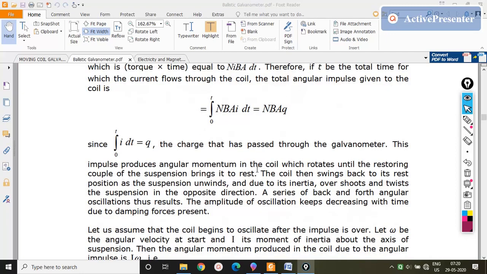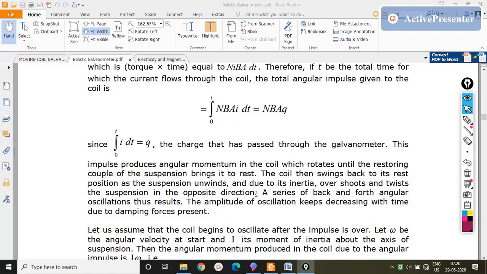Now when this impulse goes to the coil, what will happen to the coil? This impulse produces angular momentum in the coil, which rotates until the restoring couple of the suspension fiber brings it to rest. The coil then swings back to its rest position as the suspension unwinds, and due to its inertia overshoots and twists the suspension in the opposite direction.